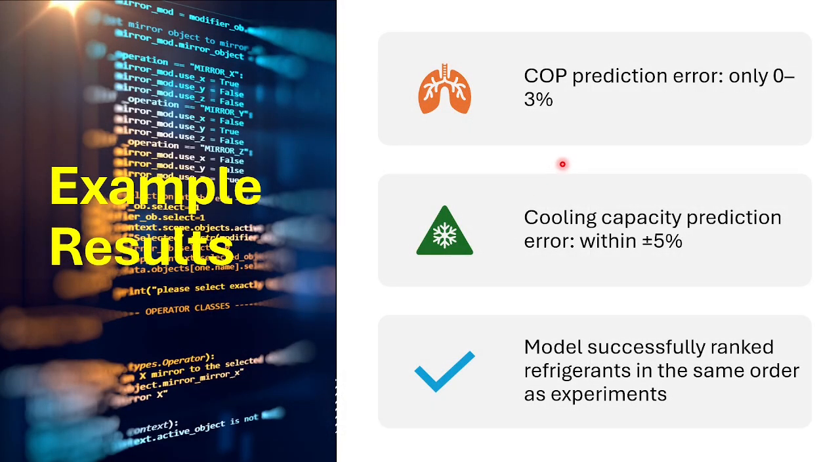So the example results show that the COP prediction error was only 0 to 3%, and the cooling capacity prediction error was within 5%. So our model successfully ranked the refrigerants in the same order as the experiment was showing. Like the high COP refrigerants were on the top, and then the low COP refrigerants were showing trend on the bottom. So the trend was same as in the experiment.